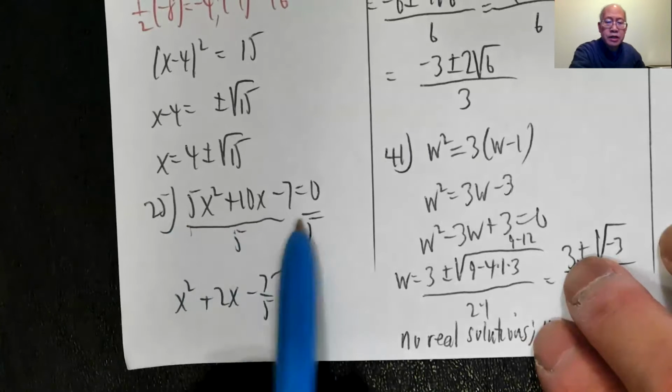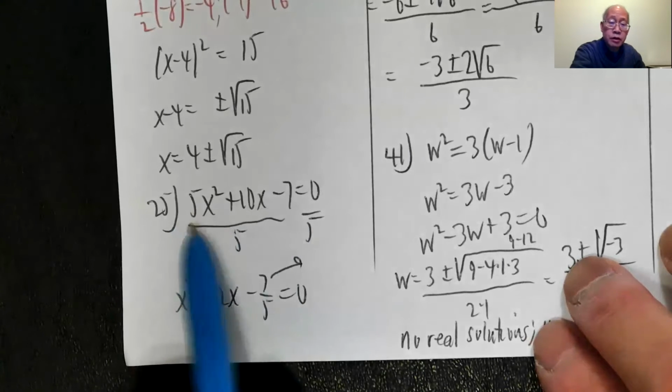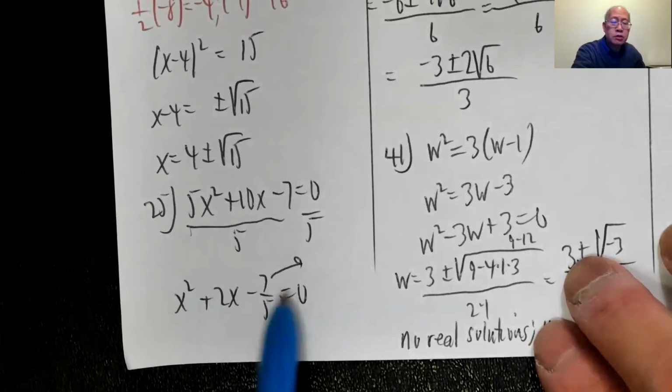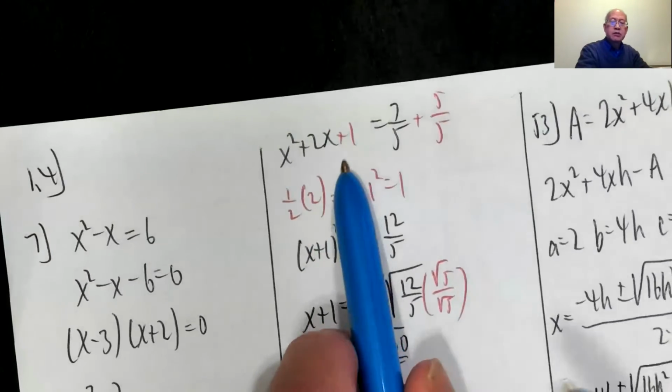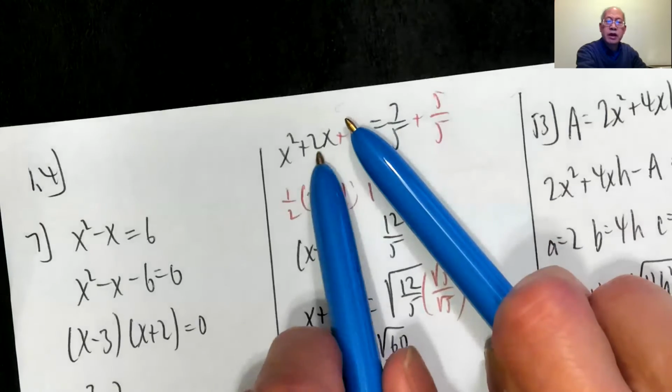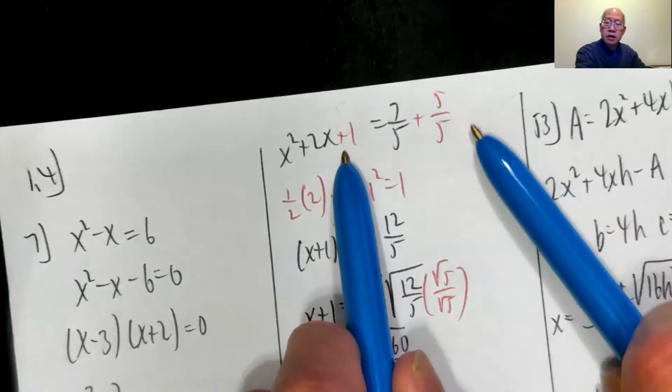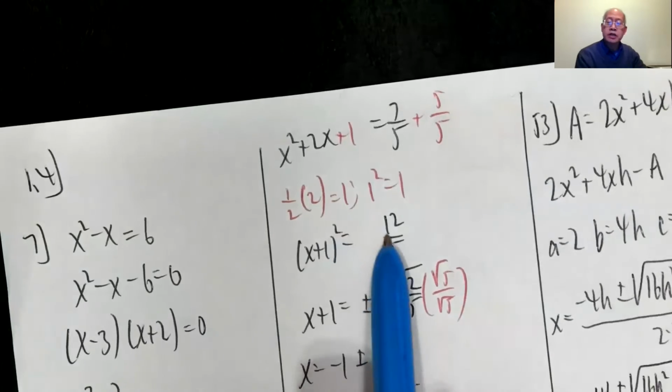25, we're going to do it by completing the square. The leading coefficient has to be 1, so I divide both sides by 5. x squared plus 2x minus 7 over 5 equals 0. Move over the 7 over 5. And then complete the square. Take half the coefficient of x and square. Half of 2 is 1. 1 squared is 1. Add 1 to both sides. 7 over 5 plus 5 over 5, so the right side is 12 over 5.